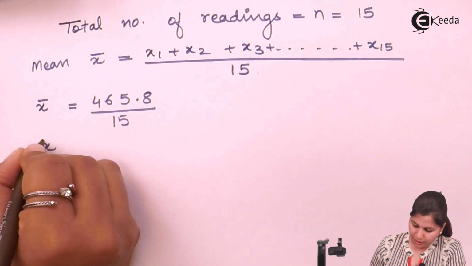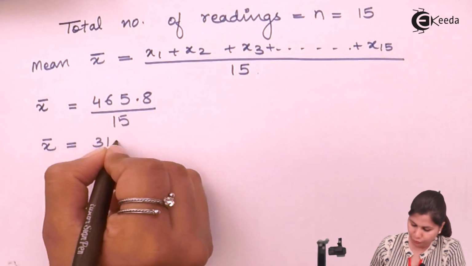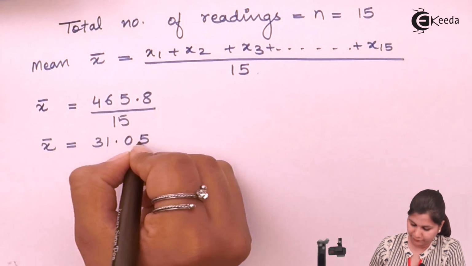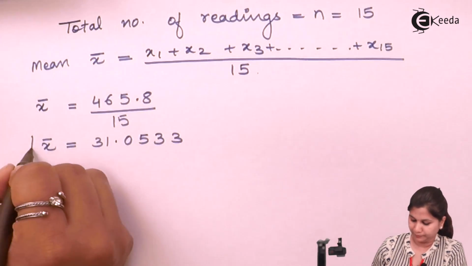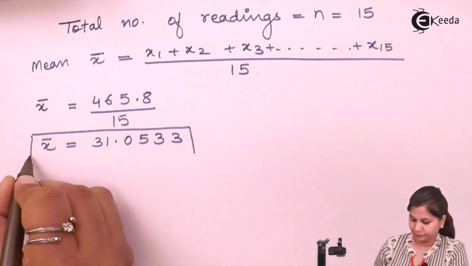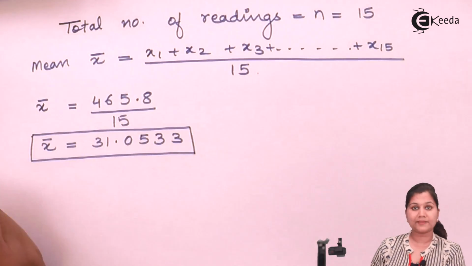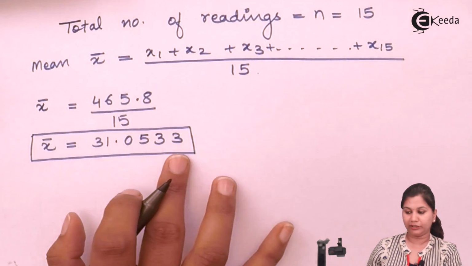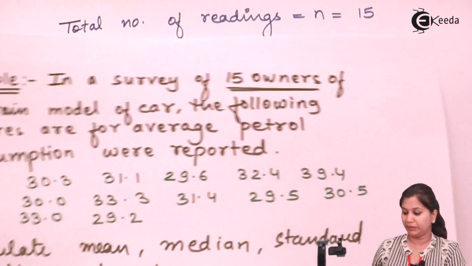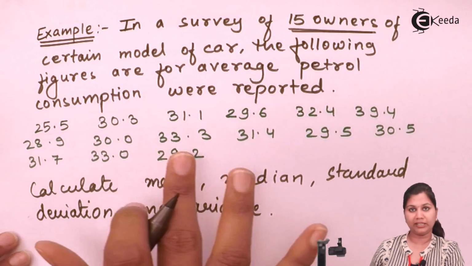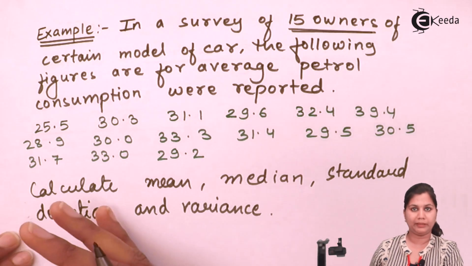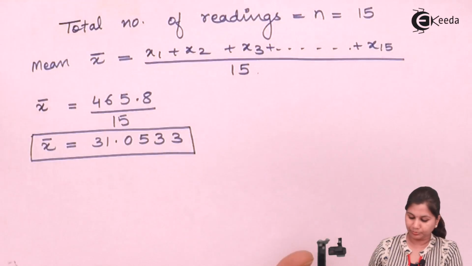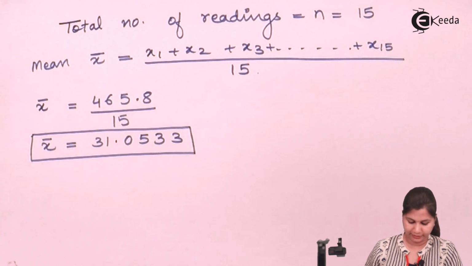So x bar, that is the arithmetic mean, is coming out to be 31.0533. As I said in the definition of the arithmetic mean, it is the most likely value in the total readings. So 31.0533 is the value which most probably repeats itself in these 15 readings. Okay, now calculate the median.